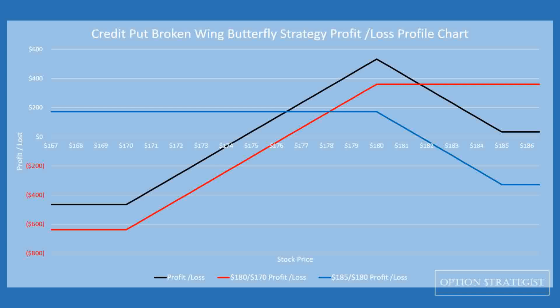When the stock price is going lower, the loss from the 180-170 credit put spread is more than the profit from the 185 and 180 debit put spread, which is why the trade starts to lose money when the stock price drops below 174 and 67.